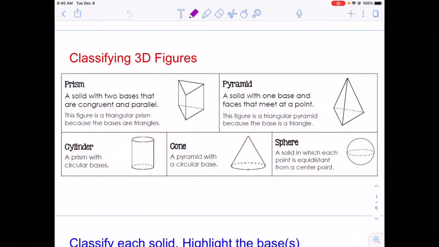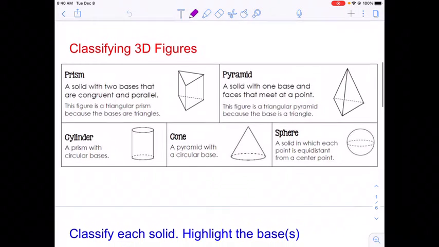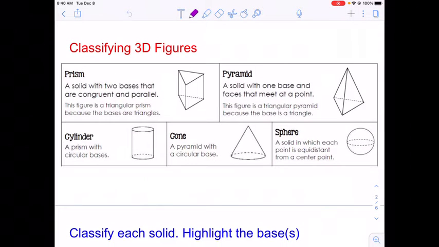These are going to be called prisms, pyramids, cylinders, cones, and spheres. These are the five main 3D figures that we're going to look at. Now these figures we're looking at are right figures, which means their height is perpendicular to their base. They're not slanted or anything like that, or called oblique. So a prism is a solid with two bases that are congruent and parallel.